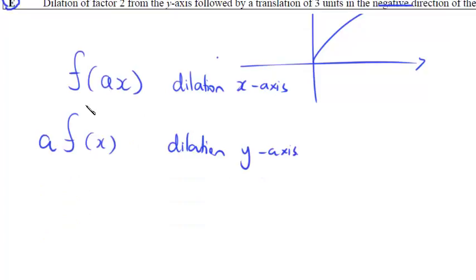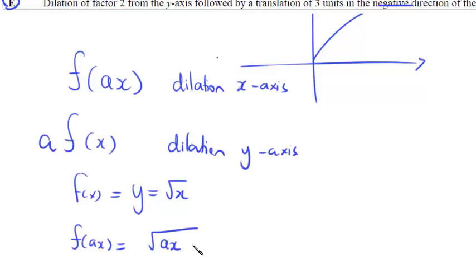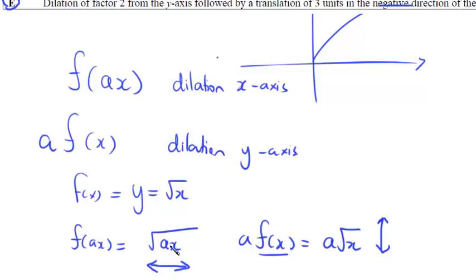So what's the difference? If you have y equals root of x, which is f of x, what is f of ax? That's just the root of ax. x is replaced by ax. What is a f of x? That's just a multiplied by f of x, which is a root of x. So they're totally different, right? This one, because it's multiplied on the outside, is a dilation along the y-axis. And this is a stretch or dilation in the x direction. So the answer is, I think, E.